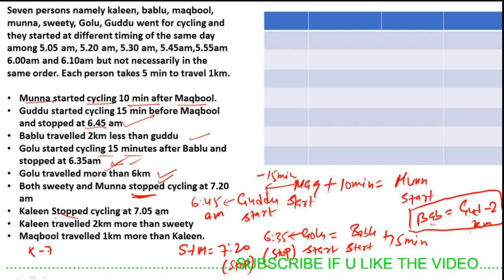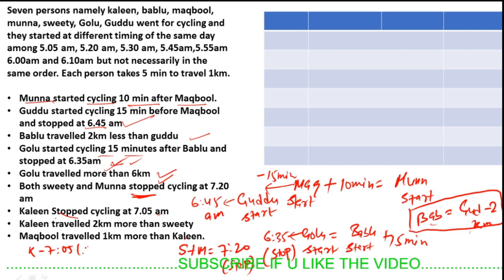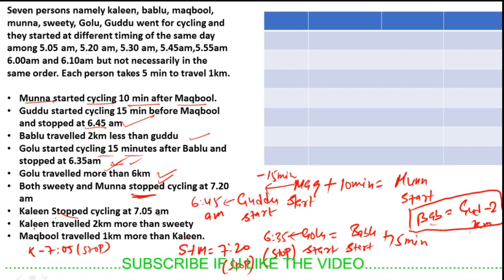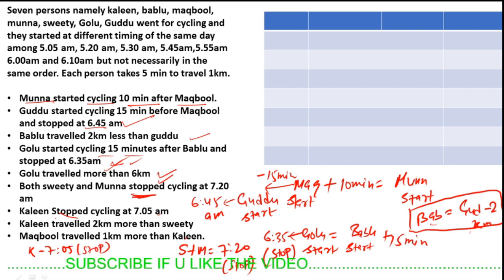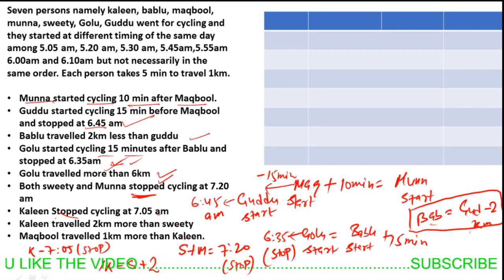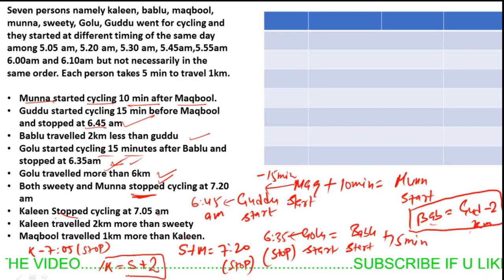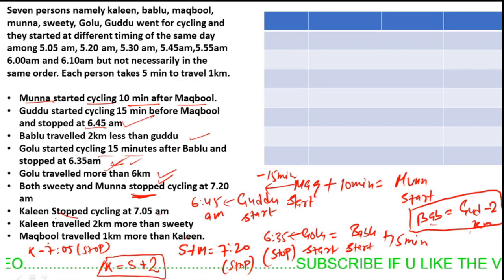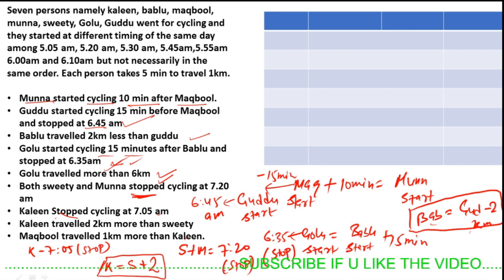Kalin stopped at 7:05. Okay, Kalin traveled 2 kilometers less than Sweetie. So Kalin is traveling 2 kilometers less than Sweetie. If we add 2 kilometers to the kilometers that Sweetie has traveled so far, we will get the kilometers Kalin will be traveling.